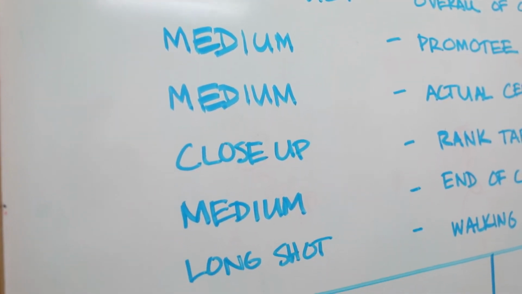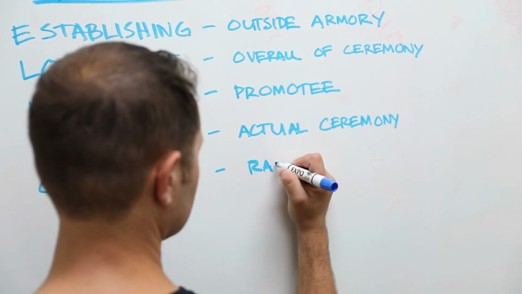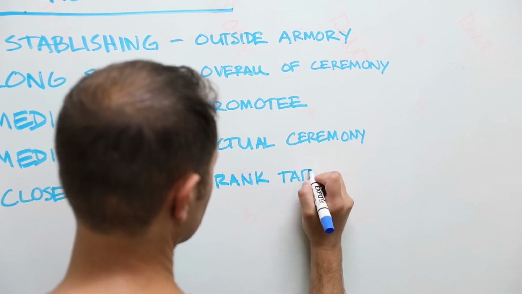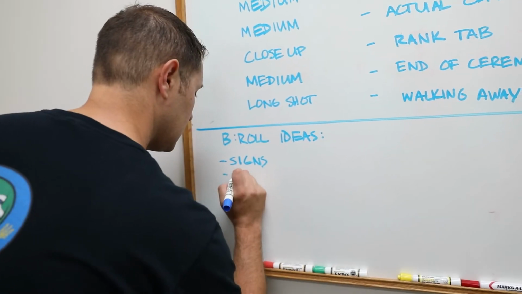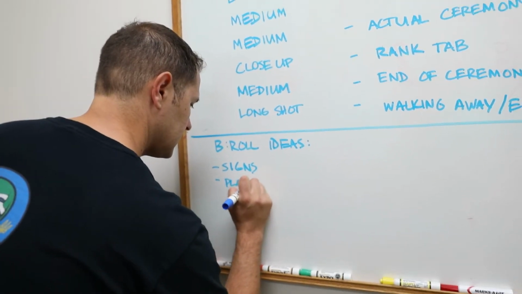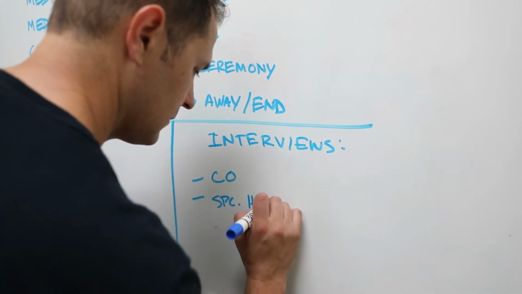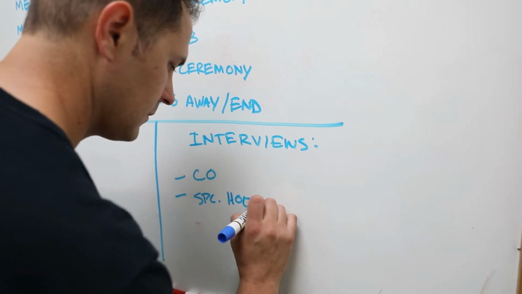Consider all the different shot types that you're going to need to get. Every event is different, so try to plan accordingly based on the specific event that you're going to be covering. Some key shots that you're going to want to consider are your establishing shot, different medium shots, close-ups, B-roll, and interviews.